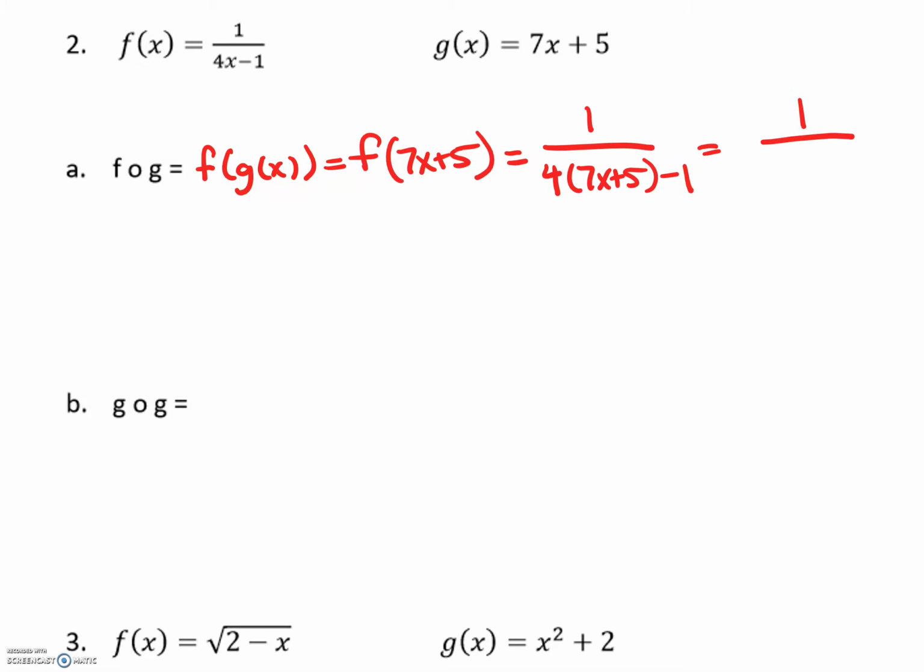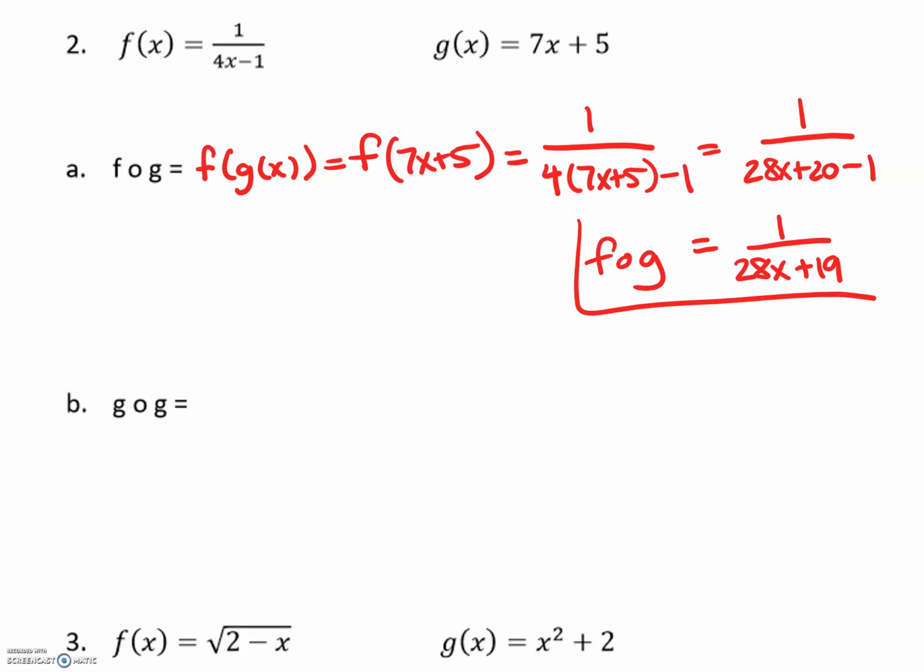So I go ahead and simplify. I can't do anything to the numerator, but I can distribute in my denominator. Then if I combine like terms, I'm going to get 28x plus 19. So we're saying f of g is 1 over 28x plus 19.